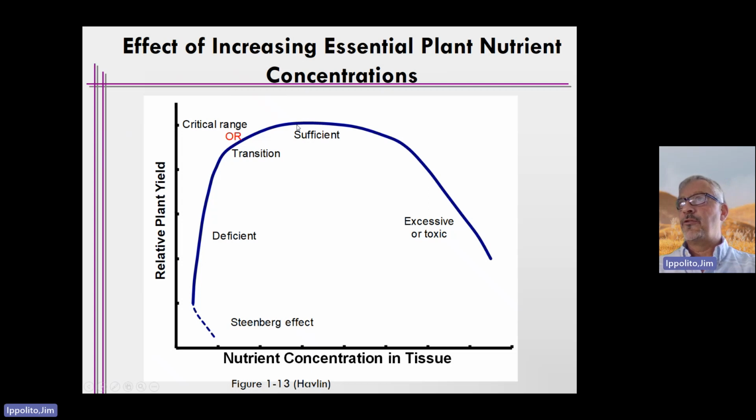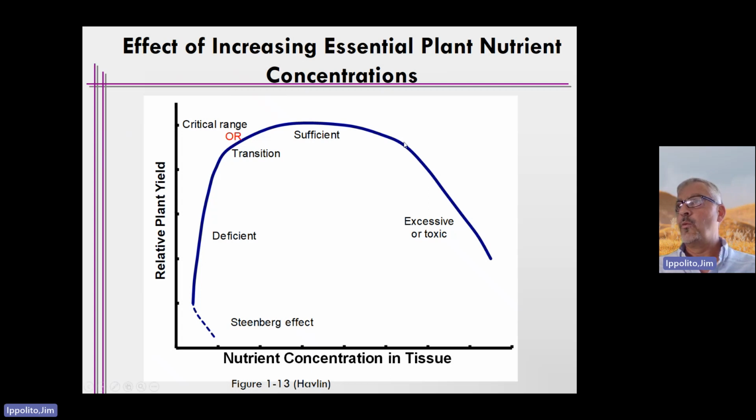Then there's the sufficient zone, and this really should be drawn as a flat line. Sorry, I'm not an artist, unfortunately. I'm a scientist, but this is a flat line. And so the sufficient zone is where if you add any more of a nutrient, you do not see a boost in yield. In fact, this area is called luxury consumption, as you may have heard, where the plant may take up more nutrients because it's luxurious, but it's not benefiting the plant at all, and it's not benefiting the output.